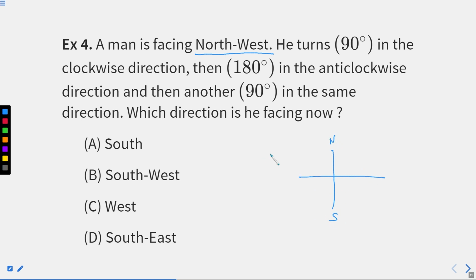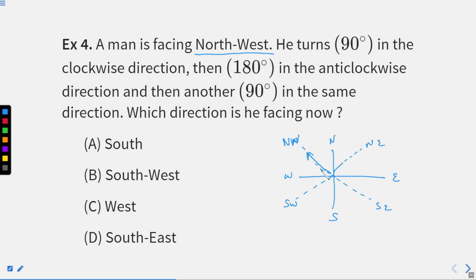North, south, west and east, right? Now we make the other directions as well. This is northeast, this is southeast, this is southwest, and this is northwest. Now it is clear, right? Now we know all the directions. He is facing towards northwest. In this direction he is facing right now. It is very clear to us, right?